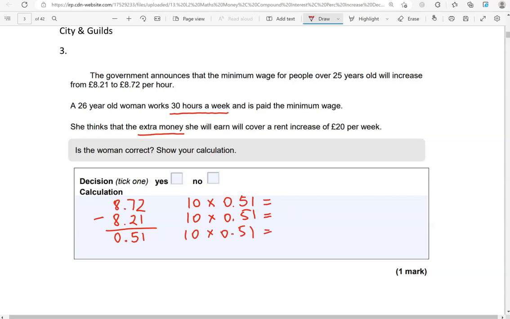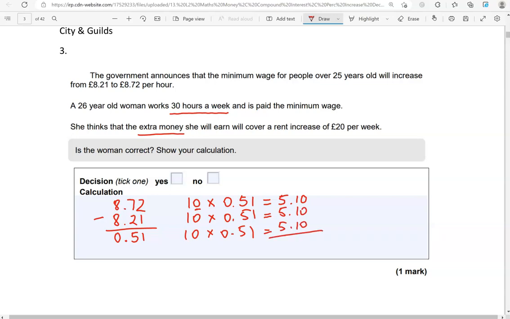But multiplying by 10 is much easier because we know that we just need to move the decimal to make the number bigger. So we're going to move one place to the right. So this will be 5.1. And as it's money, we can add a 0 after that to make it £5.10. So this is the same, and this is the same because it's the same calculation.